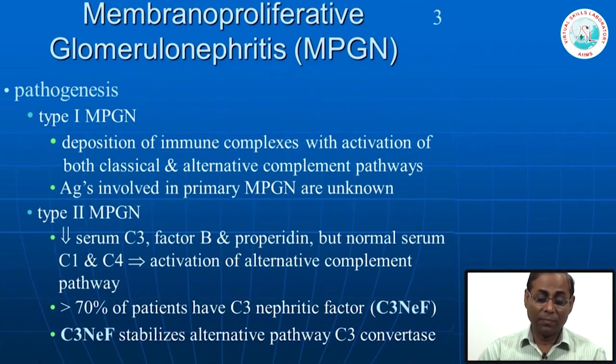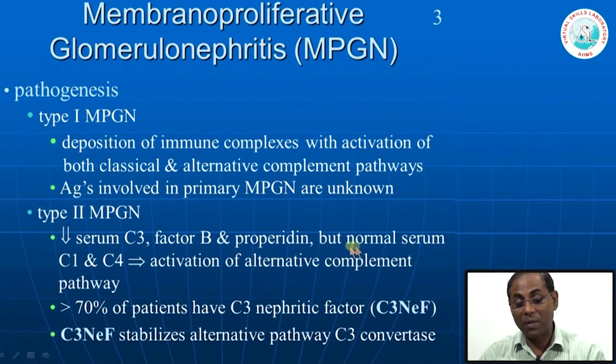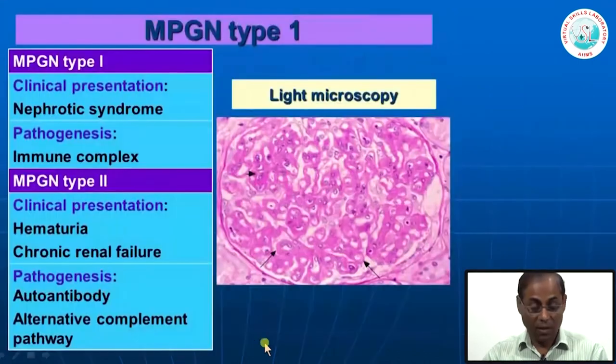Now, the pathogenesis of type 1 is the deposition of immune complex with activation of both the classical and alternative complement pathways. So, immune complex is the hallmark, and the antigens involved in the primary MPGNs are unknown. Whereas, in type 2 MPGN, the serum C3 is low, with C3 associated factor B and properdin, and normal C1 and C4. Activation of the alternate complement pathway can be seen, and in more than 70% of patients C3 nephritic factor can be there, and C3 nephritic factor stabilizes the alternate pathway C3 convertase.